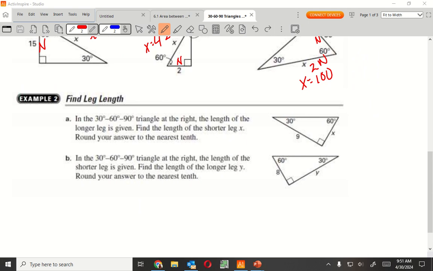Find the length of a leg. Now, the location of each one of these tells me what I'm going to use for each one. So this one right here, again, I will write this out. This is my 60, 90, 30: n times square root of 3, and 2n. So I'm going to go through and identify each one of these in my first one here. Right triangle, the length of the longer leg is given. Find the length of the shorter leg. Round your answer to the nearest tenth. So this is going to be my n. This one is going to be n times square root of 3. And this one's going to be 2n.